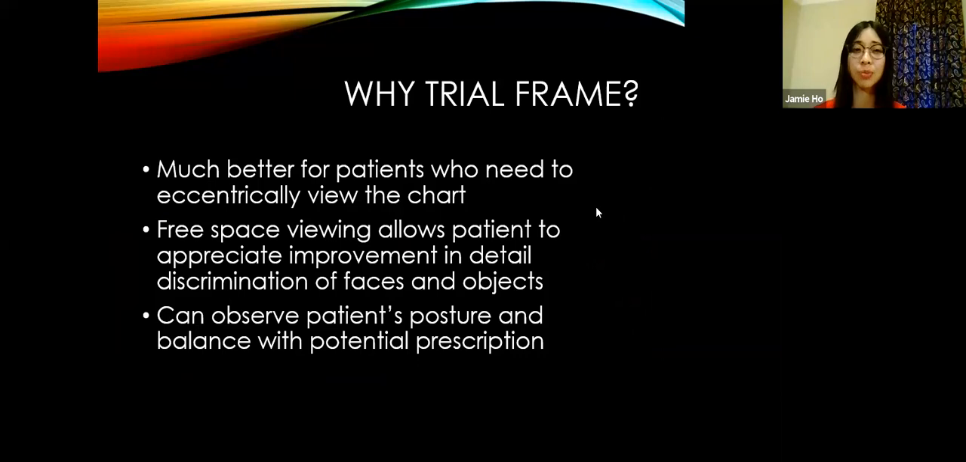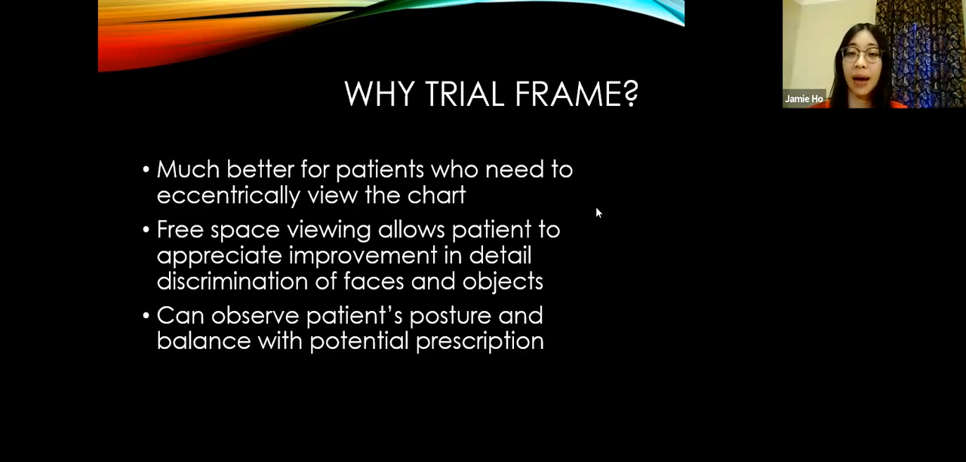This is so much better for our patients who need to eccentrically view the chart. Again, those are the patients that look at the chart and you tell them, are you looking straight? And they say, yeah, but they're kind of tilting their head in all these awkward positions. They won't look straight ahead. So if they're behind a phoropter, they can't do that.